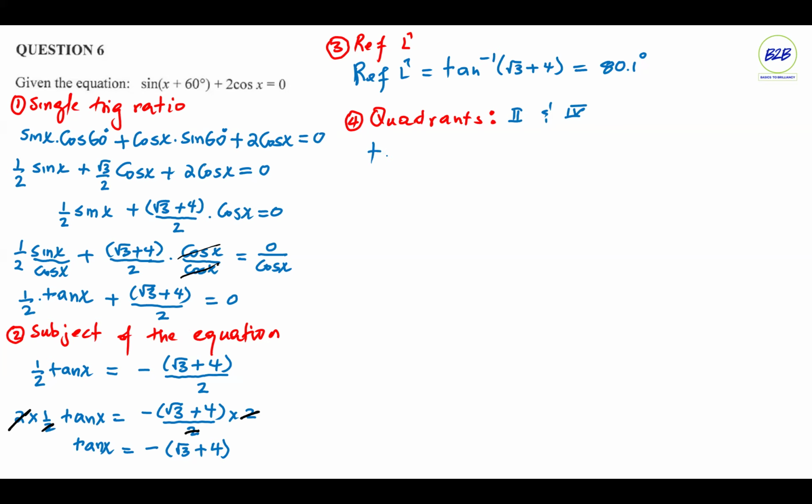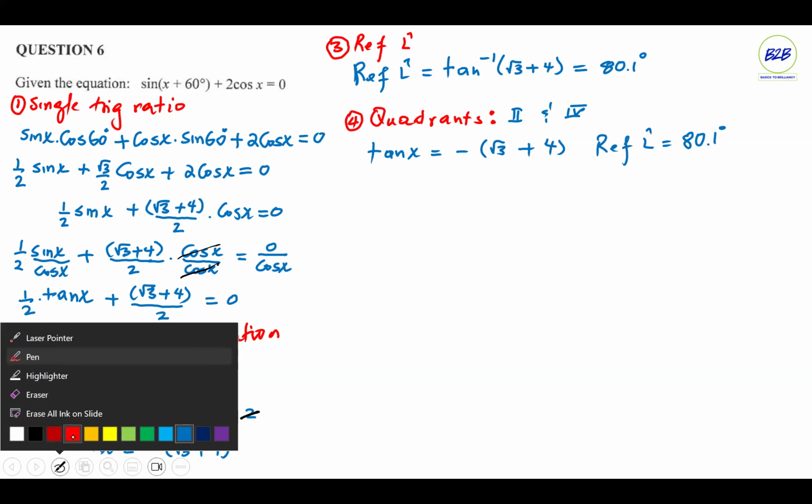So we are solving here for this equation. Tan of x is equal to negative root 3 plus 4. Tan x is equal to negative root 3 plus 4. And our reference angle, as we have seen previously, is equal to 80,1 degrees. Then let us go to the last step, which is to solve now.